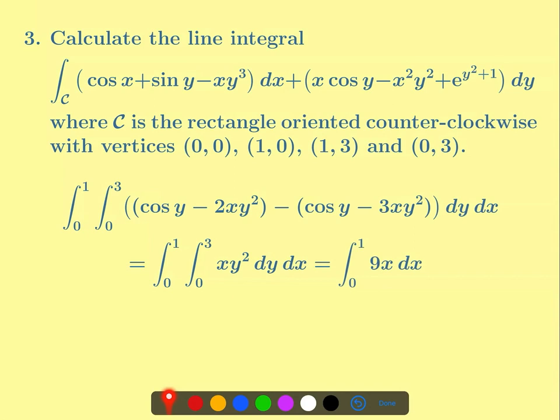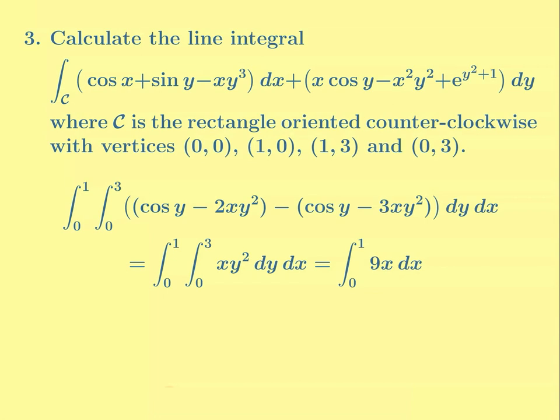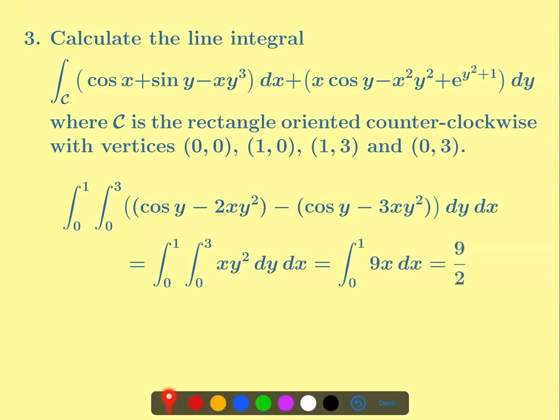And when I integrate with respect to x, I'm just going to have 9 times x squared over 2. When you evaluate x squared over 2 from 0 to 1, you're just going to have 1 half. So it's 9 halves. And that's the answer to the question. That's what you get when you rewrite this line integral using Green's theorem. So the answer is 9/2.